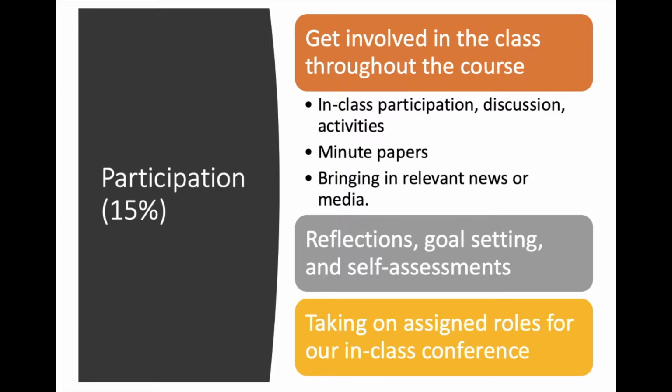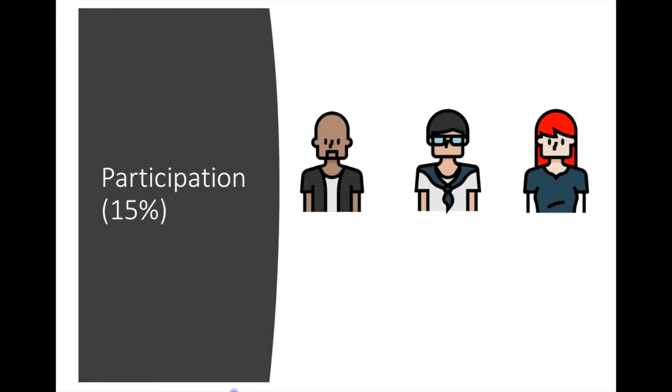You can also contribute to your participation grade by taking on some of the planning work that's involved in our in-class conference. So how does this work? Each student is going to set goals for themselves for the course. So it might be related to growth, it might be related to collaboration, it might be related to a specific grade point that you want to achieve.